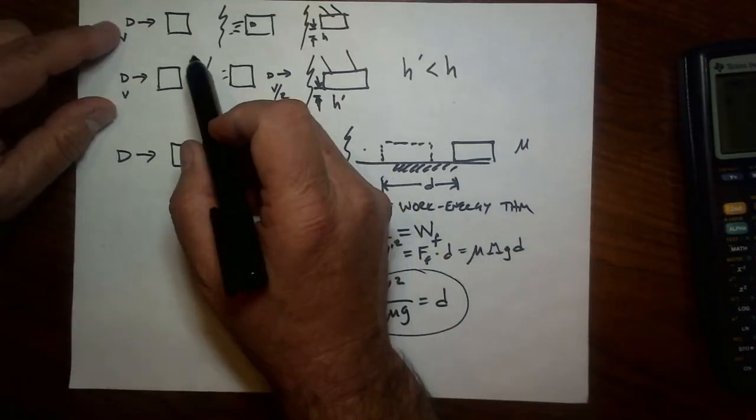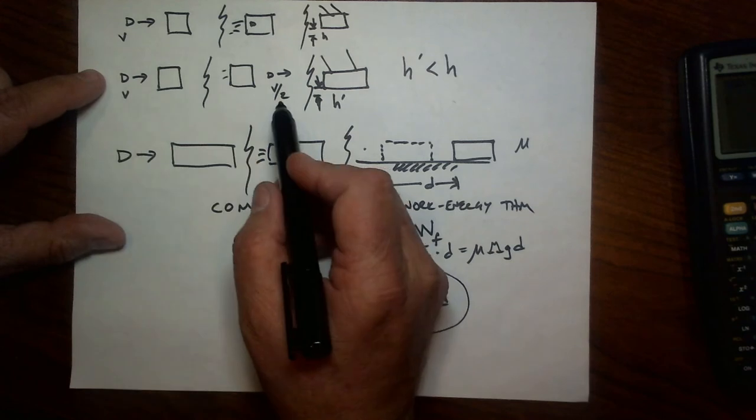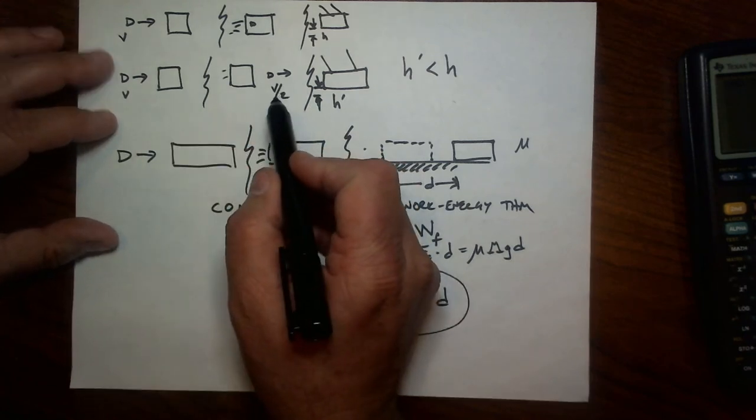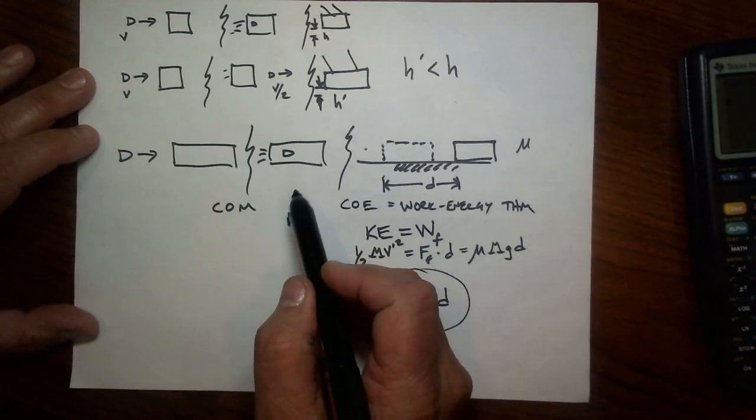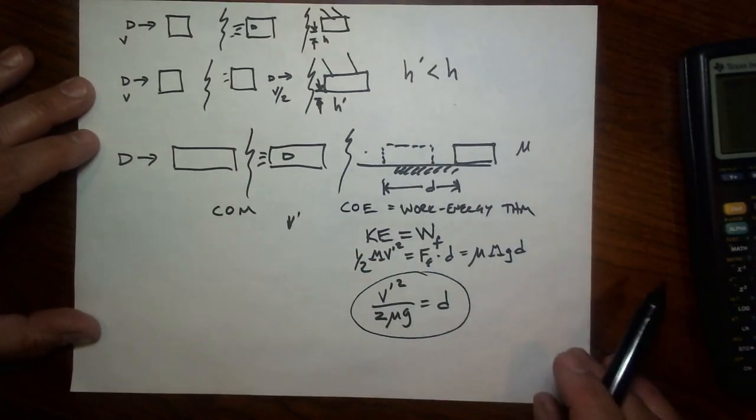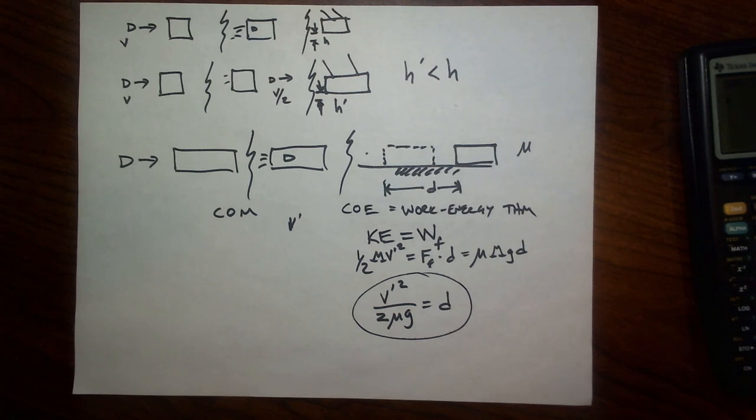So here, the top example is traditional. Second example, if the bullet goes through, it carries away some momentum, so this won't go as high. And then here's one where the energy doesn't go into potential energy, it goes into work done against friction. So these are some variations that you should look for when solving problems.